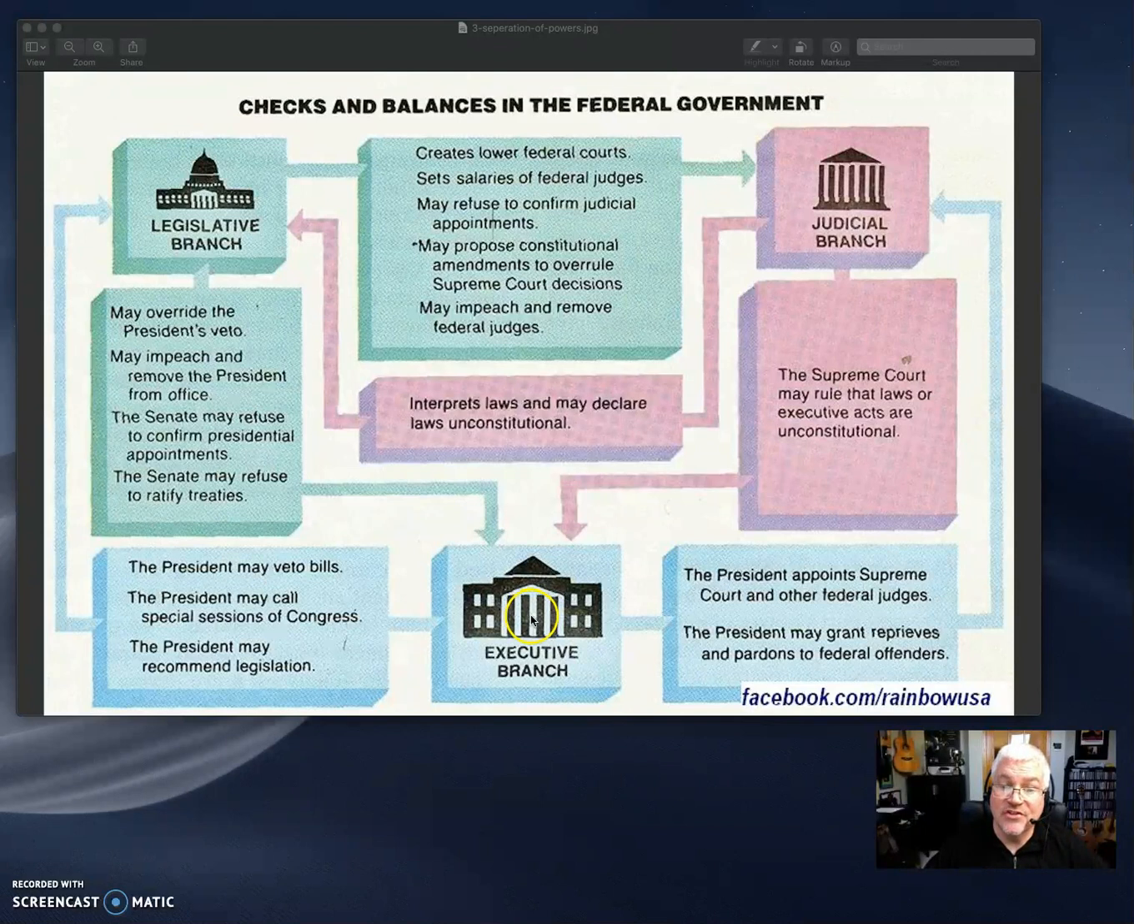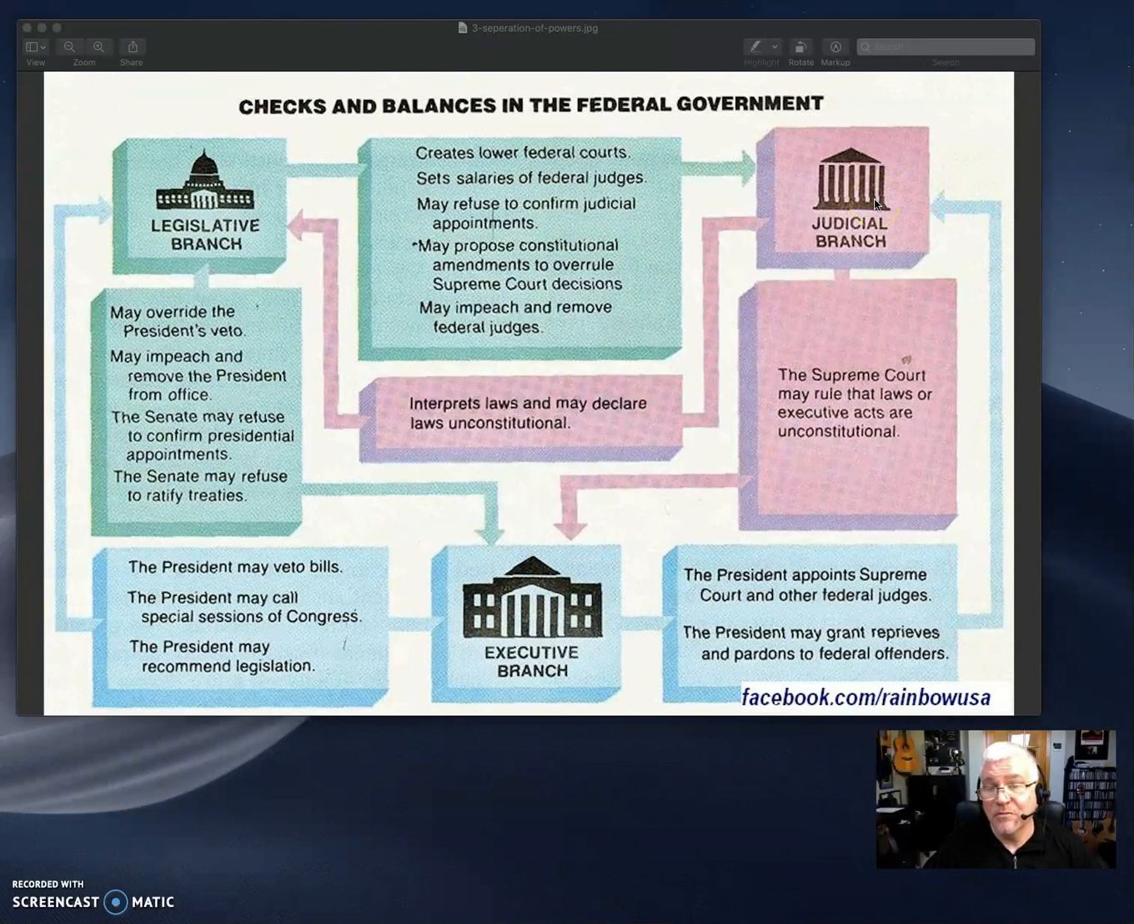Let's look at how the executive branch checks the judicial branch. So we go this way, and you can see that line goes up to the judicial branch. The president appoints Supreme Court and other federal judges and justices. Okay, those are presidential appointments. And yes, they have to be approved by the legislative branch. Also, the president can grant reprieves and pardons to people who violate federal laws. If the president thinks that someone was unjustly accused or unjustly found guilty, he can basically overturn those decisions. So those are the ways that the president, the executive branch, checks the judicial branch.